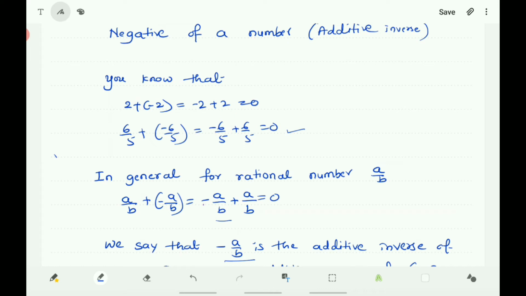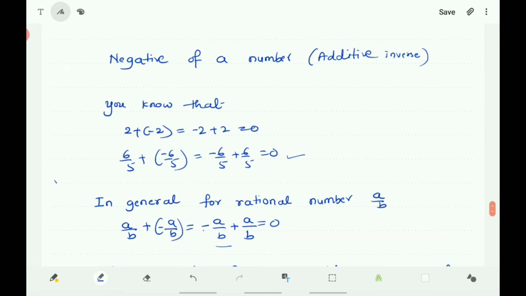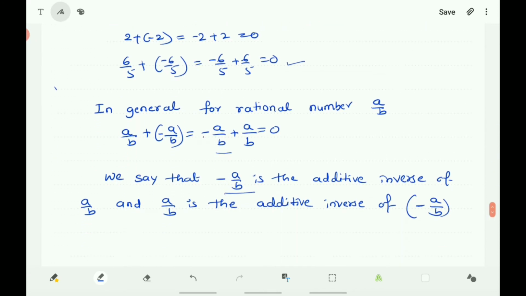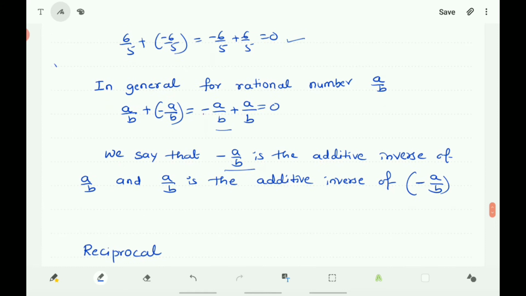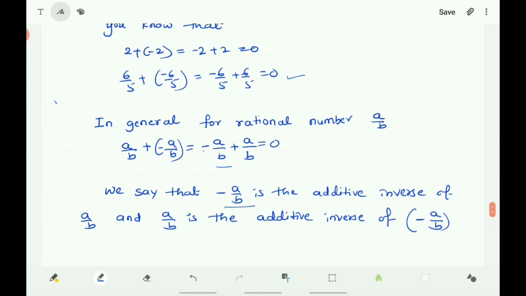Because you know that in the set of rational numbers, negative numbers are also there, positive numbers are also there. For negative numbers, positive numbers become the negative of the given number or additive inverse. For a positive number, negative numbers become the negative of the number, that is additive inverse. So if you take any number, for example, if you take 2, its additive inverse is minus 2. If you take 10, its additive inverse is minus 10. If you take minus 100, its additive inverse is 100. So each and every rational number has an additive inverse.